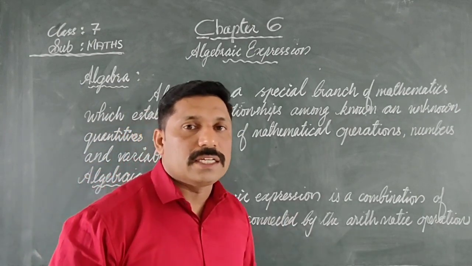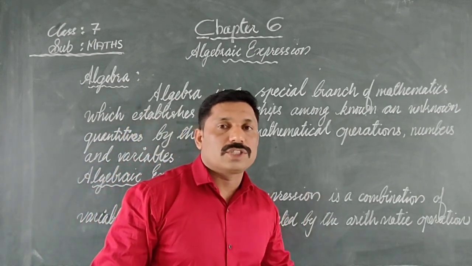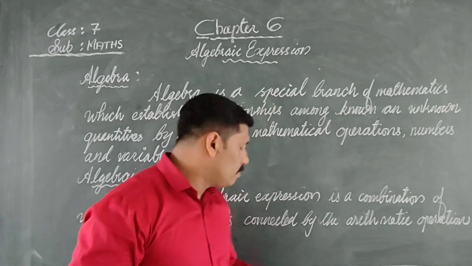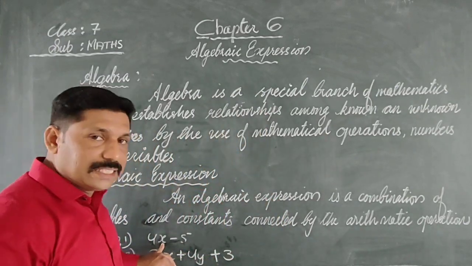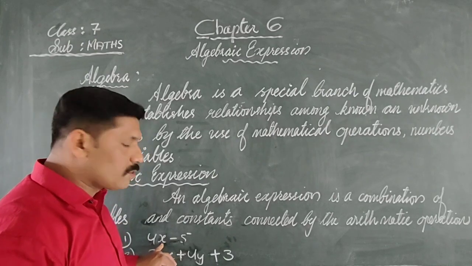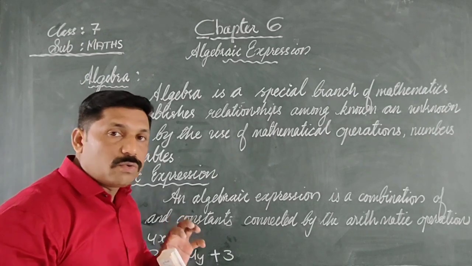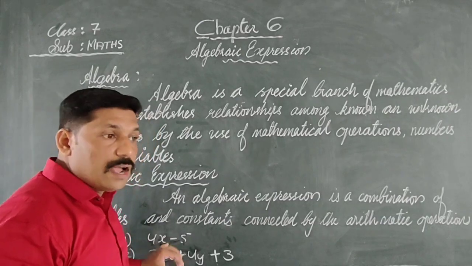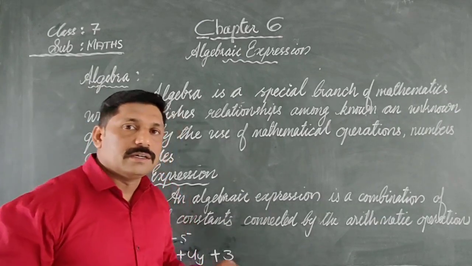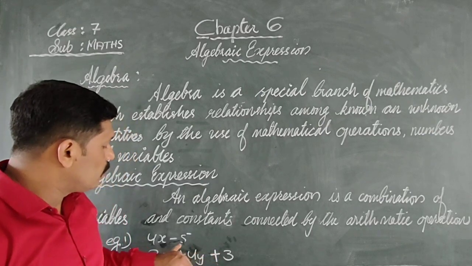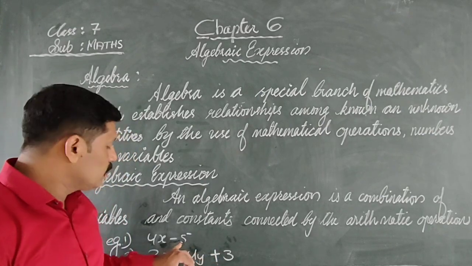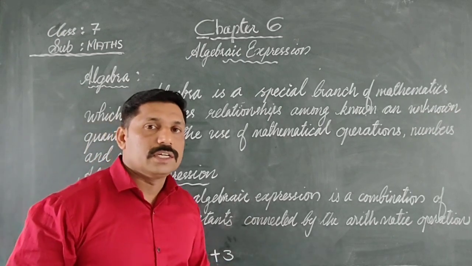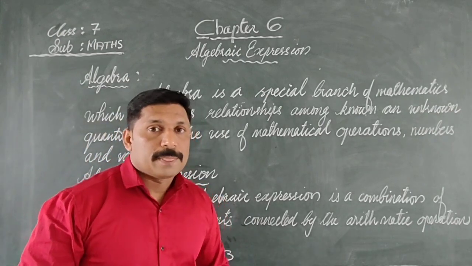I have told you that it is a combination of a constant and a variable. Then what is a variable? A variable means an unknown value which we represent by letters or alphabet. Its values are not fixed. It may change according to the situation. That is why it is called a variable. And a constant means a numerical value, a number, that is 5 and 4. Its value is fixed. So that is called a constant.